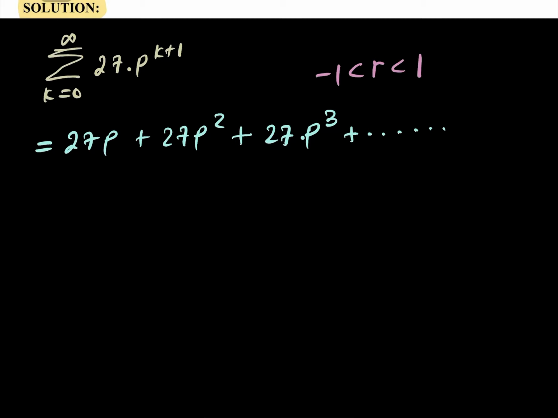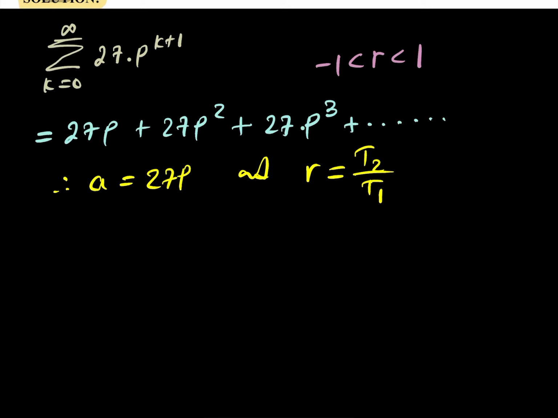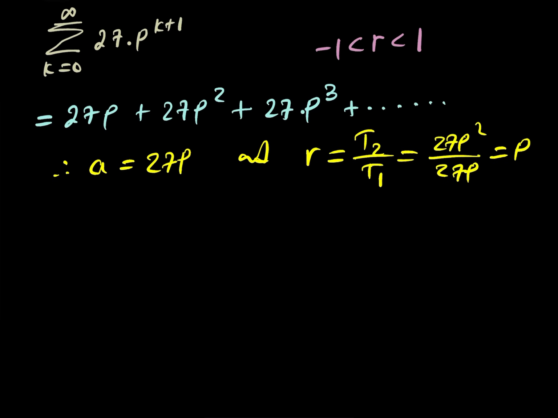All right. So let's try to find the ratio. The ratio, like I said, is p, but it's important that you find the first term and the ratio of this occurrence. A is the first term of the series, which is 27p, and the ratio is t2 over t1, or t3 over t2. In this case, it's 27p squared over 27p, which equals p when simplified. So you have A and R, which is what you need when dealing with the sum to infinity. The formula for the sum to infinity is S equals A divided by 1 minus R.